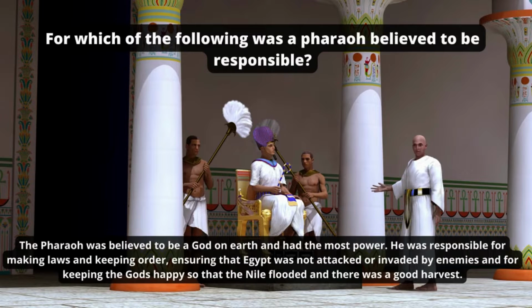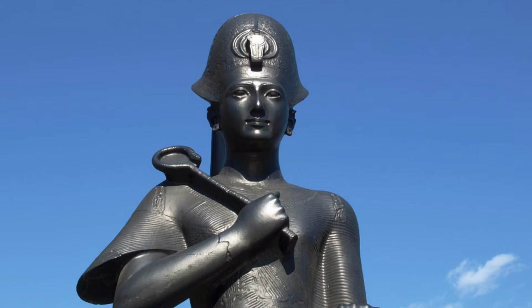For which of the following was a pharaoh believed to be responsible? The pharaoh was believed to be a god on earth and had the most power. He was responsible for making laws and keeping order, ensuring that Egypt was not attacked or invaded by enemies, and keeping the gods happy so that the Nile flooded and there was a good harvest.